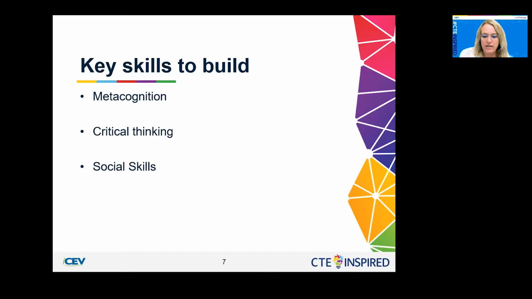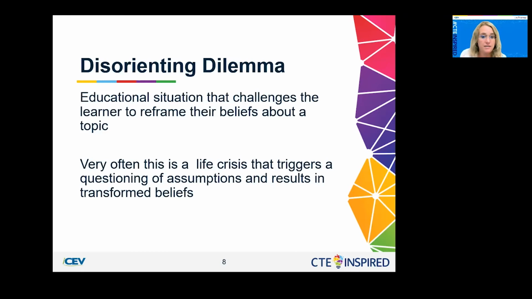So those are three areas that I found to be important. And I also found they really dovetail well with Mezirow's theory. And two of his key components that he emphasizes must come into play in order for transformational learning to take place are this idea of a disorienting dilemma and then a culminating experience. And we can take these skills and build them into our disorienting dilemma and culminating experience. So your next question is probably going to be, what is a disorienting dilemma?